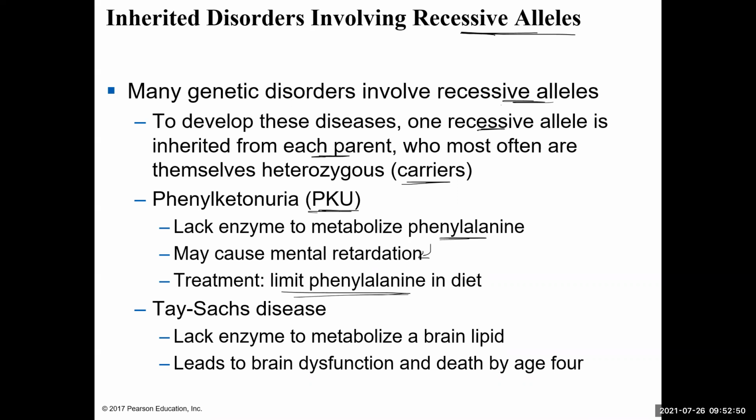Tay-Sachs disease is another, where the body lacks an enzyme to metabolize a specific brain lipid, and it can actually lead to fatality by age 4 because it leads to brain dysfunction. So those are just some examples of recessive allele diseases.